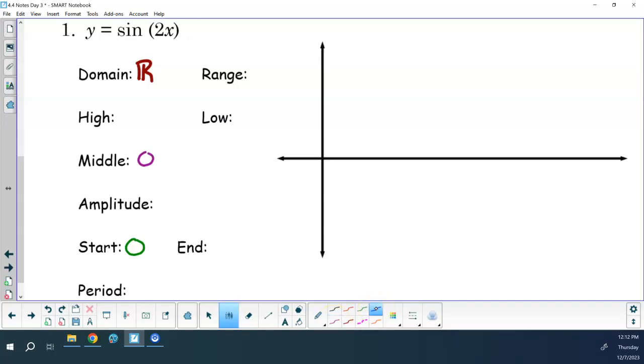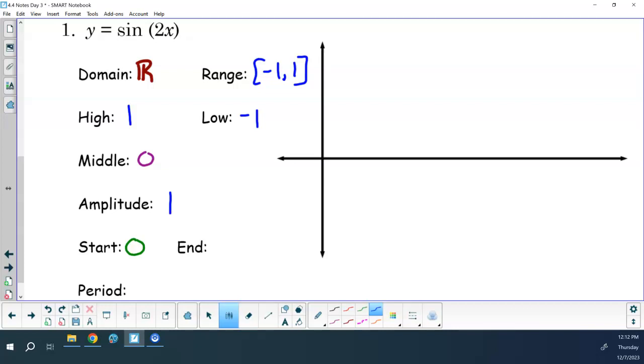What else do we know? The amplitude is 1. So the high value is 1. The low is -1. So my range is from -1 to +1. Yes. Okay. All that's from yesterday.